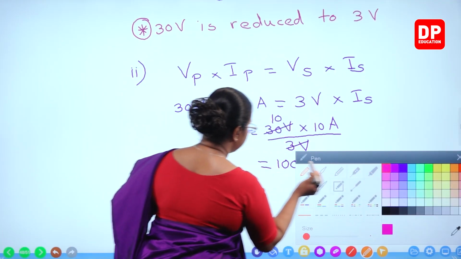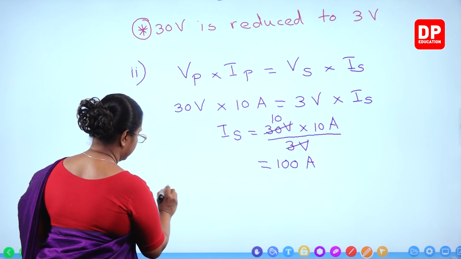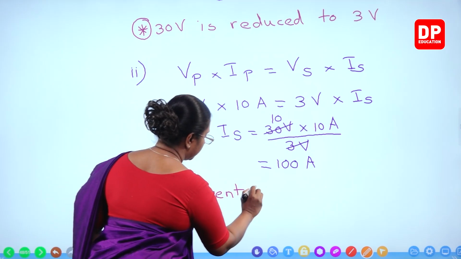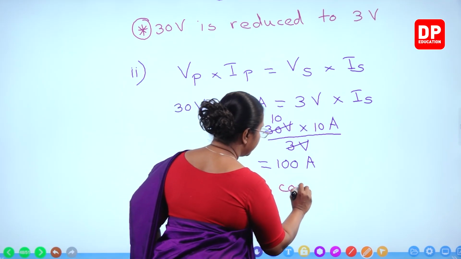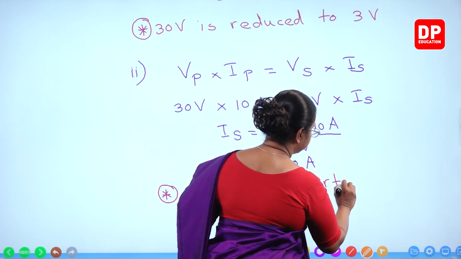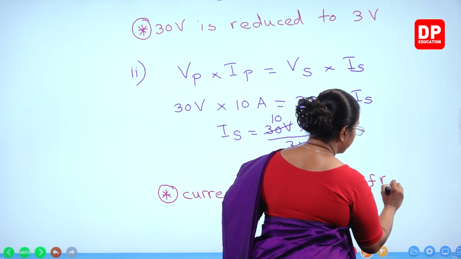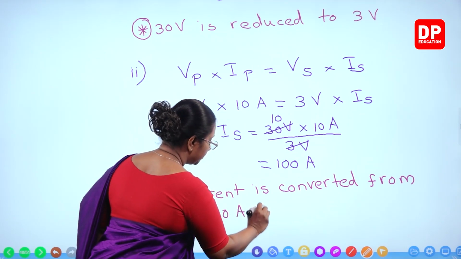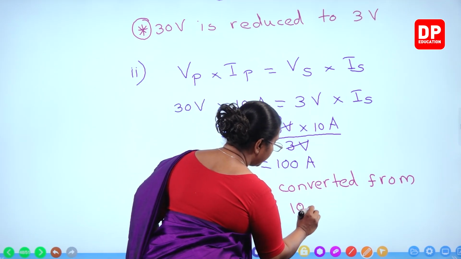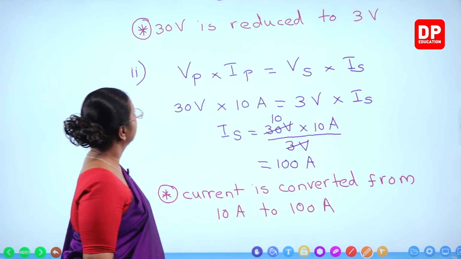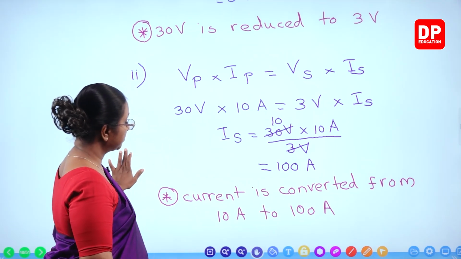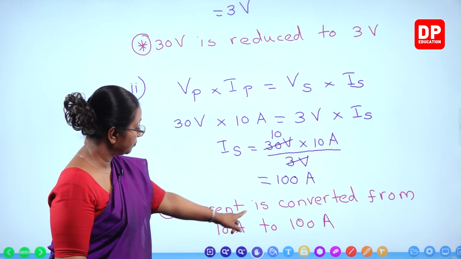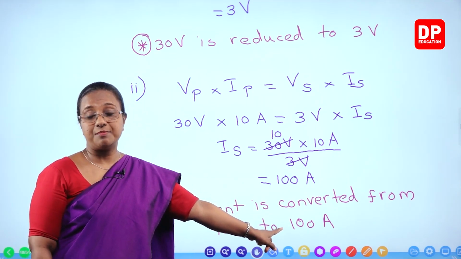Here you can see current is converted from 10 amperes to 100 amperes. So when the potential is reduced from 30 volts to 3 volts, current goes from 10 amperes to 100 amperes.